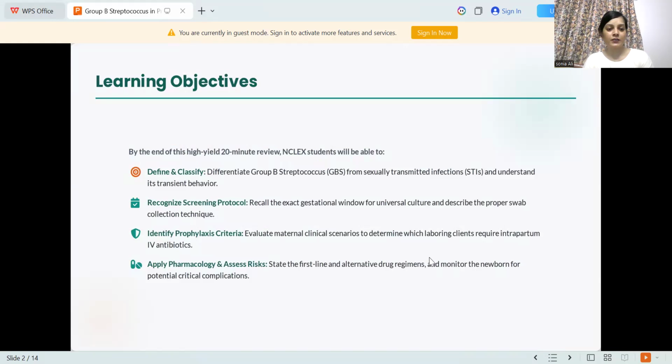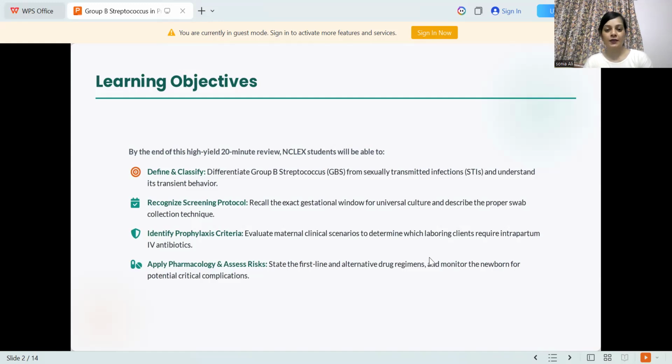Our learning objective is, by the end of this high yield maternity topic review in 20 minutes, students will be able to define and classify, differentiate group B streptococcus. This is a bacterial infection, not from sexually transmitted infections, and understand its transient behavior. After that, recognize the screening protocol. We recall the exact gestation window period, universal culture, and describe the proper swab collection techniques.